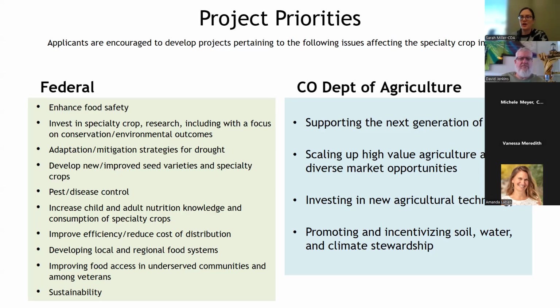And then the Colorado Department of Agriculture also gets input from stakeholders about what is important in the industry in Colorado. Some of the things that we've identified is we want to support the next generation of farmers. We want to scale up high value agriculture and diverse market opportunities, invest in new ag technology, promote and incentivize soil, water, and climate stewardship, as well as labor issues and various other things.